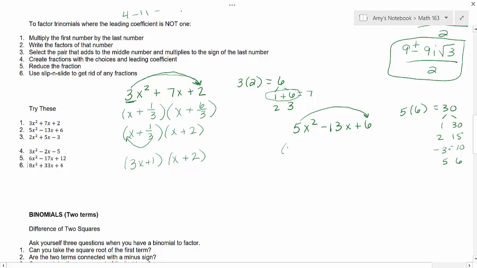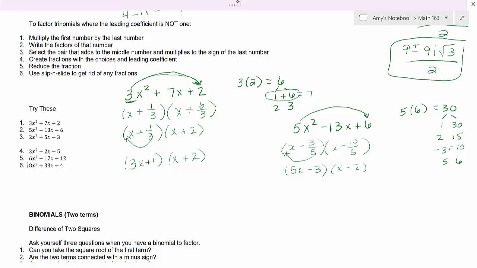So let's write down our factors with our choices and our leading coefficient. We're going to reduce fractions if possible. So x minus 2 here, and we can't reduce this fraction, so we slide this 5 back up. So 5x minus 3. That's our first 2 examples.